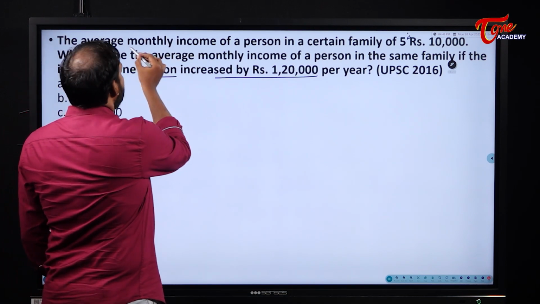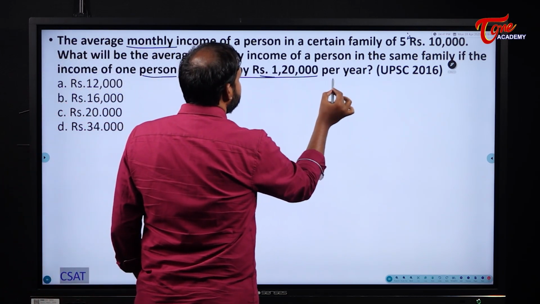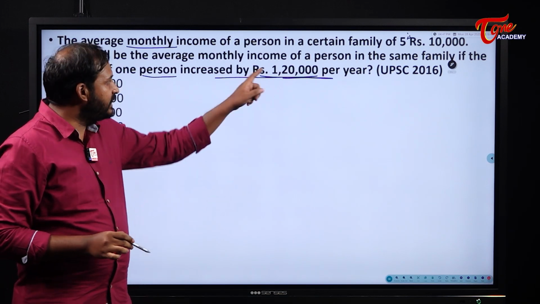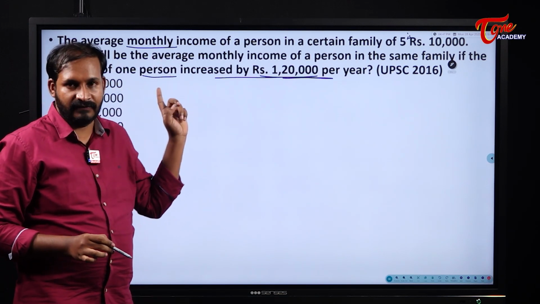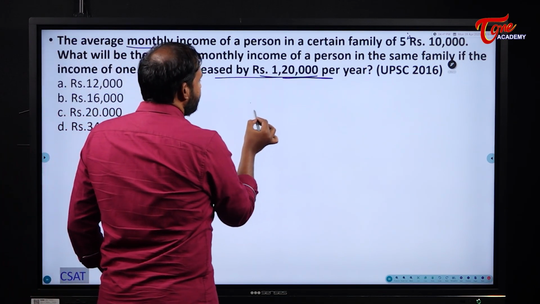Here first of all, please be careful, students. Here they have given us the average monthly income, and next one person's yearly increase was what? 1,20,000. So please be careful with this one. Don't get confused. Okay. Now see here, the average of 5 will become what?